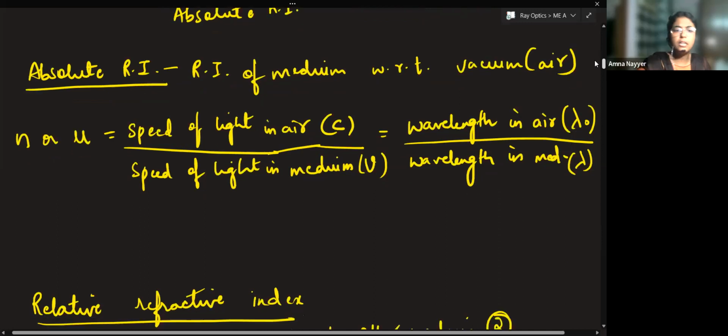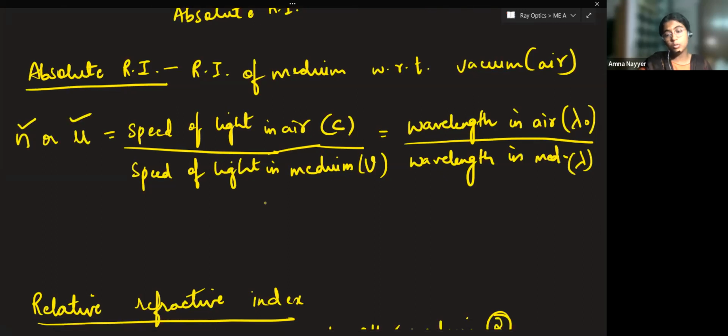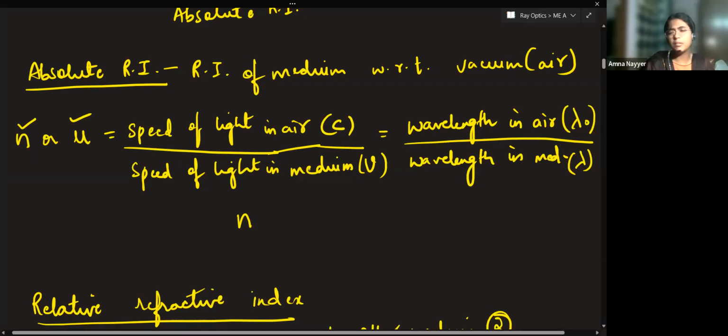In short, it is represented by n or the symbol mu. In certain books you will find the symbol mu, in certain books you will find n. I prefer n because mu is used in other places also, like permeability and all that, so it becomes confusing. Somewhere I'll also use mu, but both have the same meaning. Both of these denote the refractive index only.